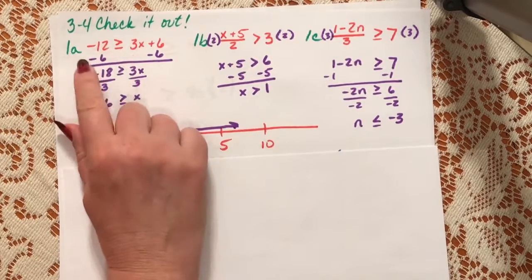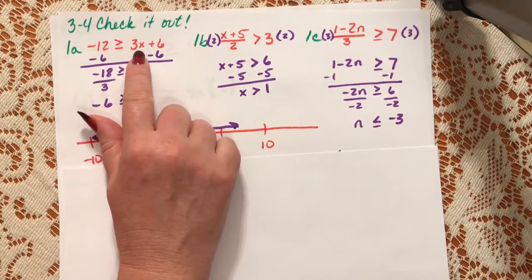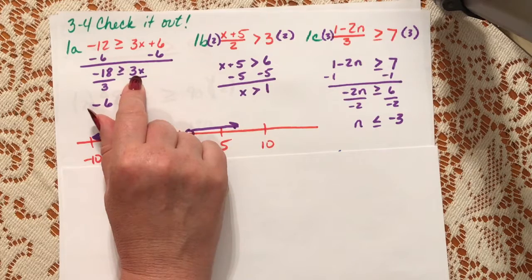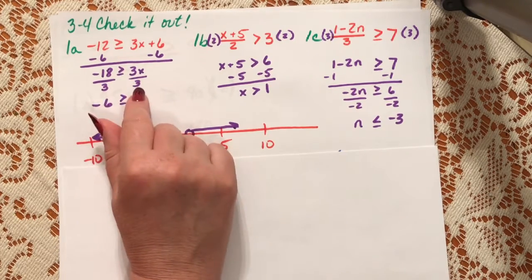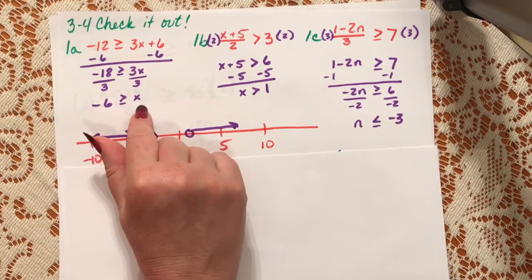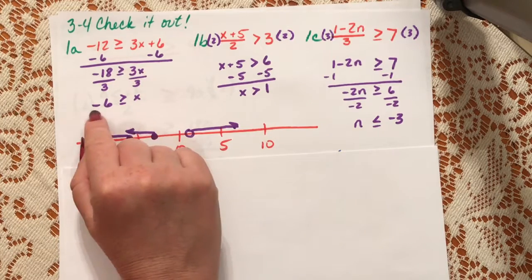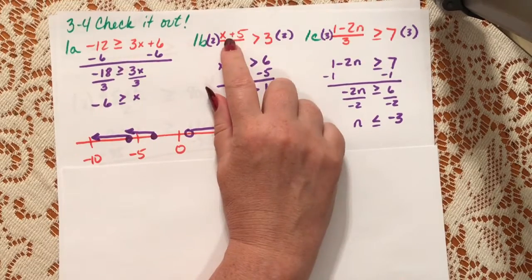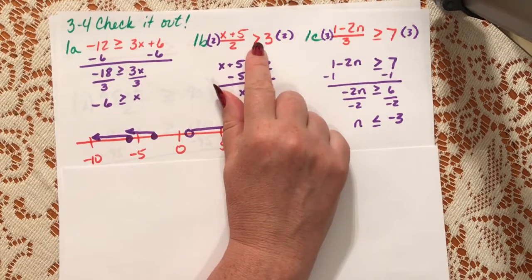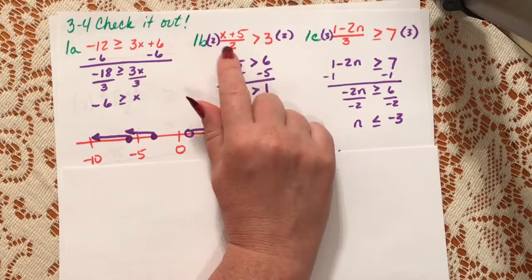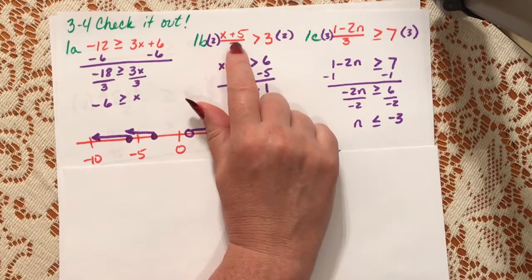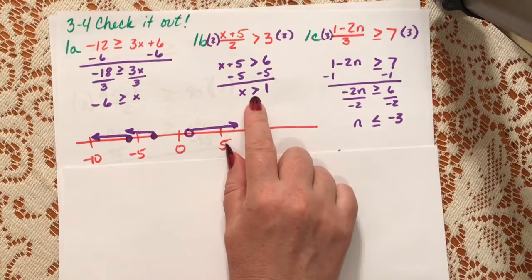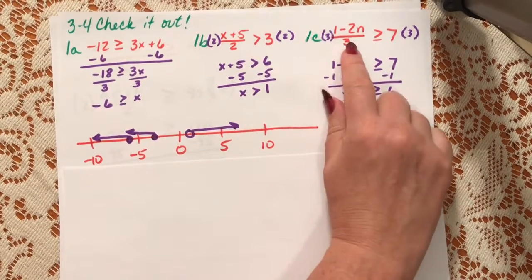To check it out for number 1, negative 12 is greater than or equal to 3x plus 6. We're going to subtract 6 from both sides to get 3x by itself, and divide each side by 3, and negative 6 is greater than or equal to x. x plus 5 divided by 2 is greater than 3. We're going to multiply each side by 2 to get rid of this. x plus 5 is greater than 6. Subtract 5 from both sides, and x is greater than 1.